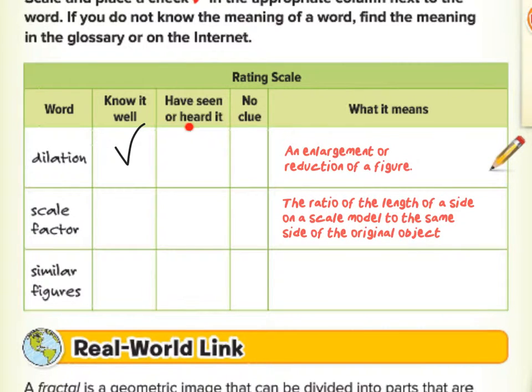You probably have heard this before. We've worked with it before. Do you know it well? Well, that's up to you to check either one. I would say that you have seen it or heard of it, and you are well on your way to knowing it well.